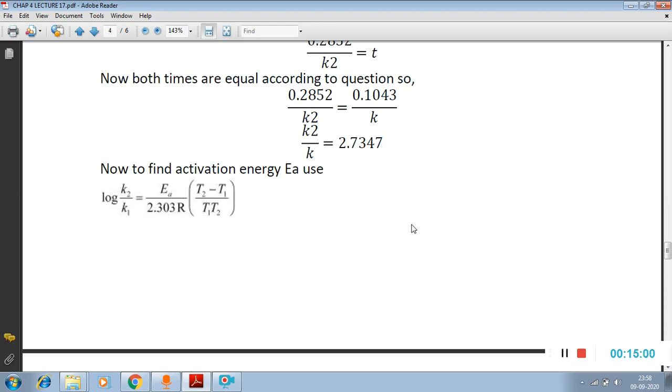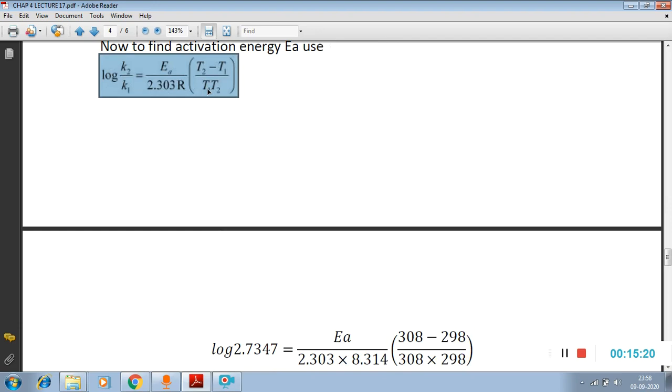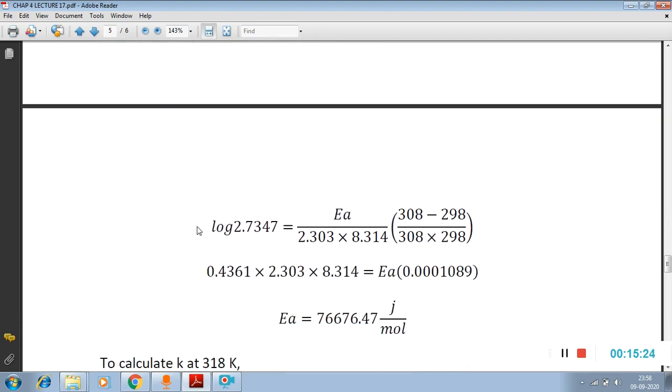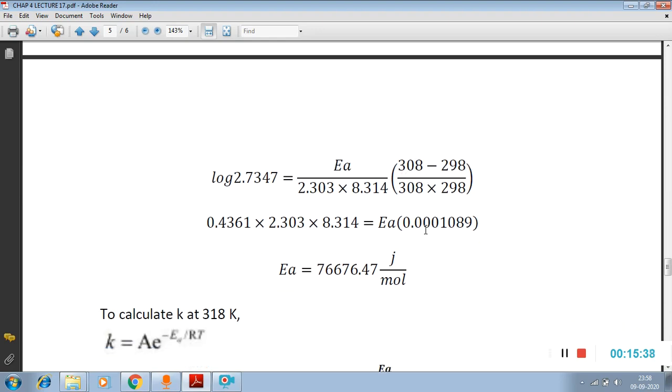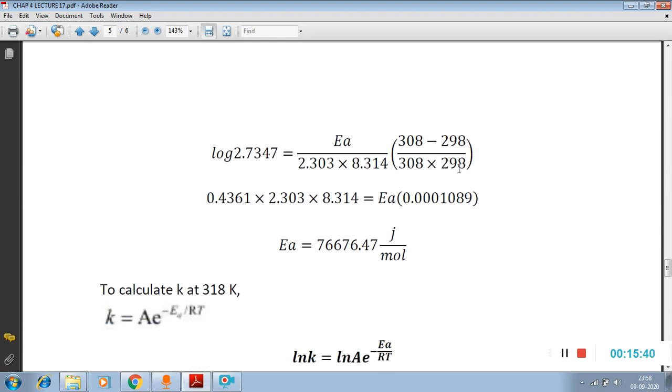Now to find out EA, activation energy, Arrhenius equation is there. In this Arrhenius equation you can see K2 by K1 is there. EA we are going to find out. R value 8.314. Temperature, both temperature values we have. So we are going to put values in this equation. You can see log 2.73 is equal to EA divided by 2.303 into 8.314, into temperature, that is 308 minus 298, divided by 308 into 298.